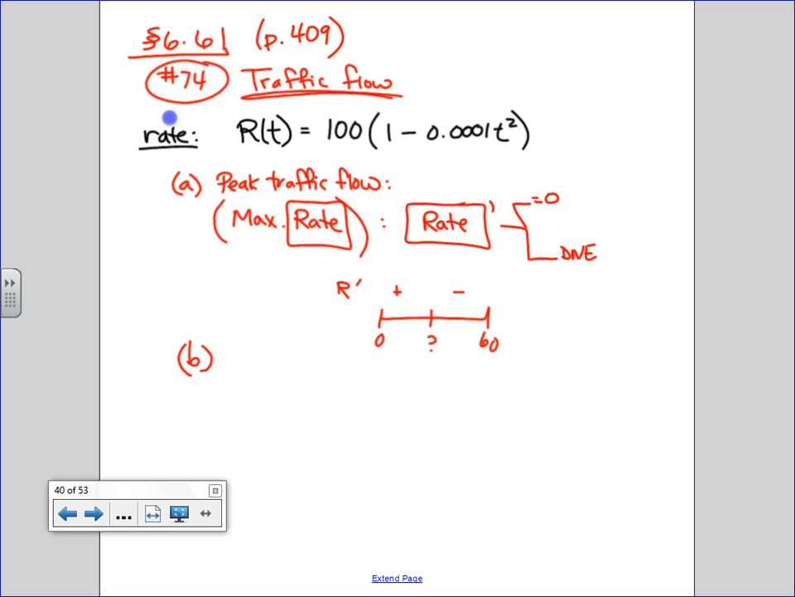Here is the big idea that 6-7 needs and the FRQ packet needs. B asks us for what? How many cars enter the highway during 4:30 to 5:30? Is that what they're saying? Yeah, the rush hour.